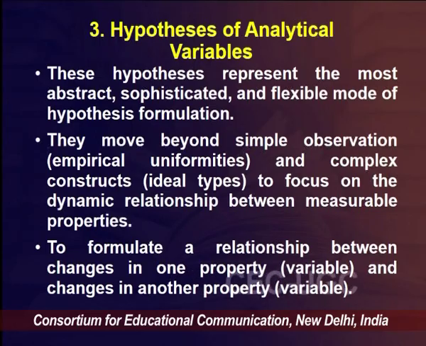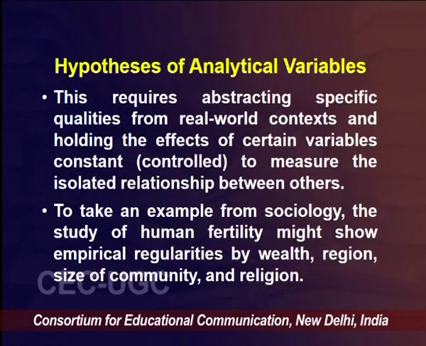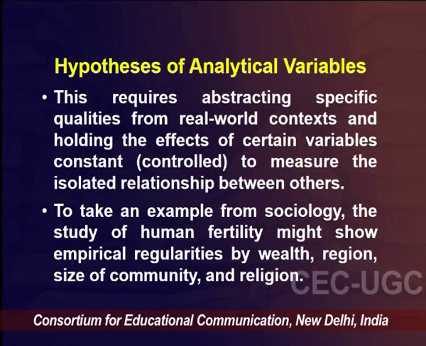These hypotheses represent the most abstract, sophisticated and flexible mode of hypothesis formulation. They move beyond simple observable empirical uniformity and complex construct, that is ideal type, to focus on the dynamic relationship between measurable properties. To formulate a relationship between change in one property, which is a variable, and change in another property, also a variable, requires abstracting specific qualities from real world context and holding the effects of certain variables constant or controlled to measure the isolated relationship between others.